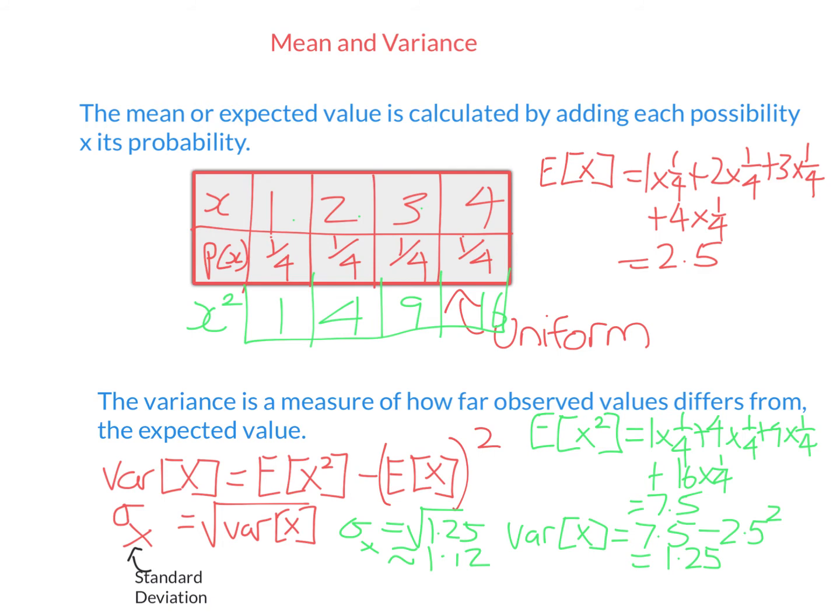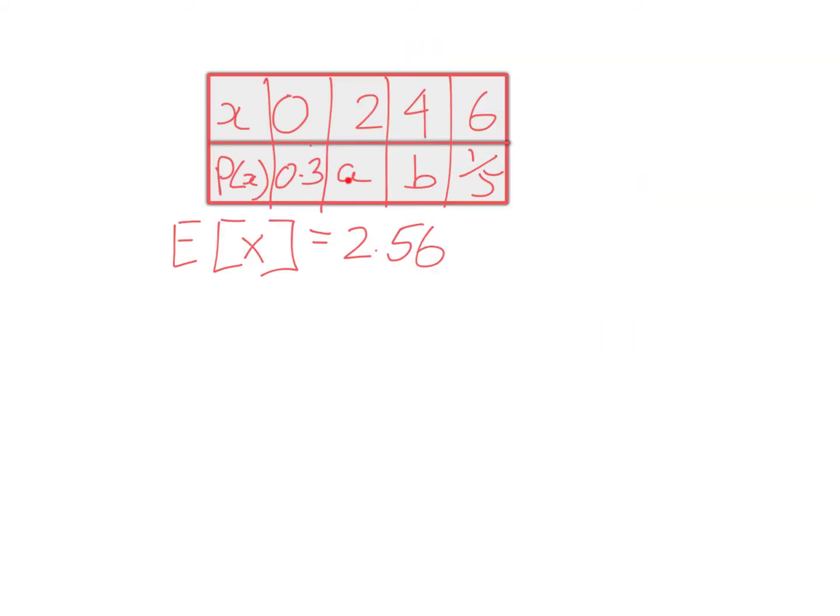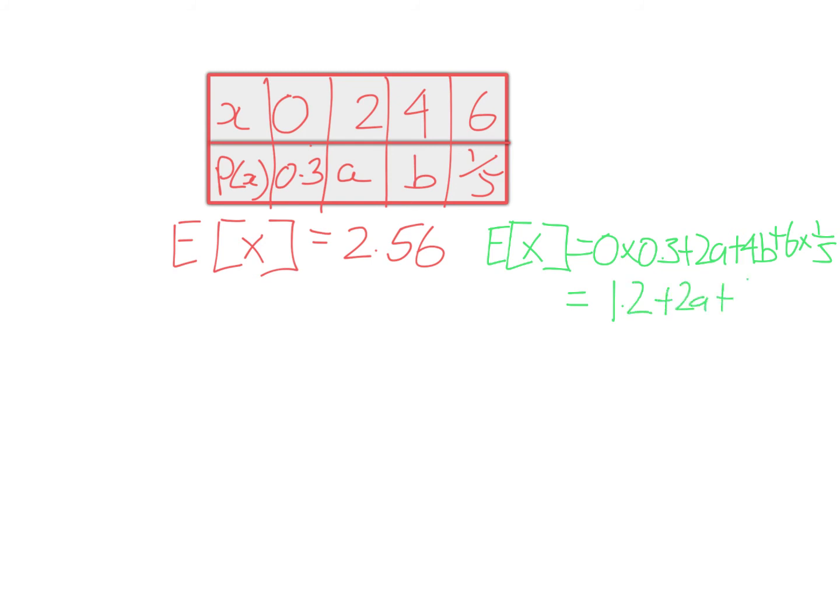All right, let's now look at a harder problem. In this question, we're going to find the values of A and B. The expected value of this distribution is 2.56. The expected value here is each score multiplied by its probability, and then I add all of those up. Making this one easier to work with, I get 1.2 plus 2a plus 4b. The question told us that the expected value was 2.56, so subtracting 1.2 from both sides, I get this equation here.